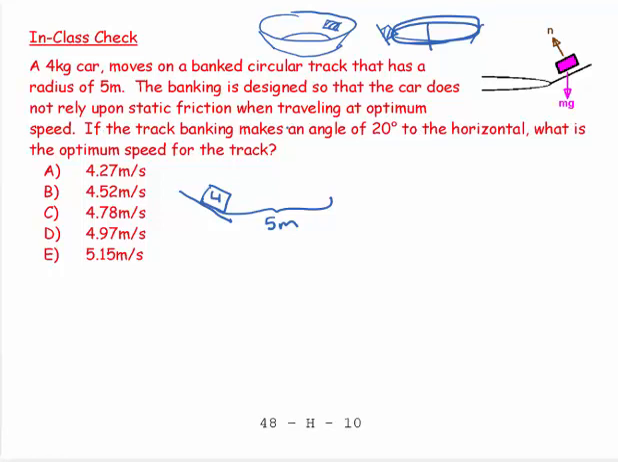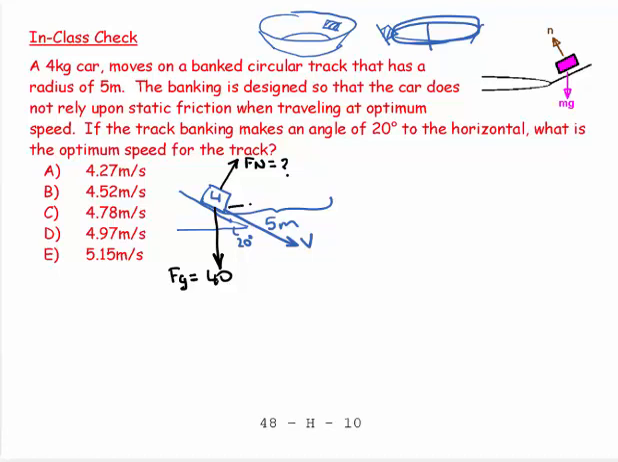So the banking is designed so the car does not rely upon static friction when traveling at optimum speed. If the track makes an angle of 20 degrees, so let's just do this. So this is 20 degrees to the horizontal. What is the optimum speed? So here's my optimum speed, my v, going around in a circle. Let's complete our diagram. Well, clearly we have weight, which is 40, so Fg equals 40, and clearly I have a normal force, which equals not 40. I don't know my normal force. I can't use observation for this one because I'm not on a horizontal surface.